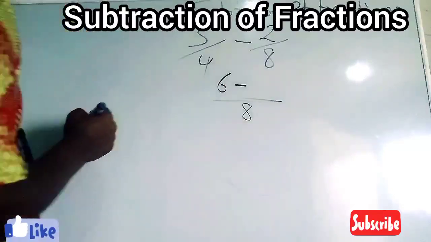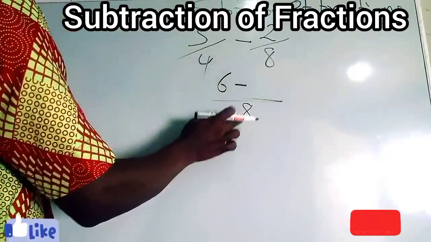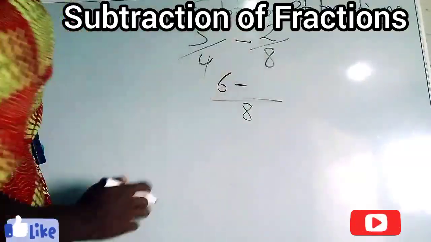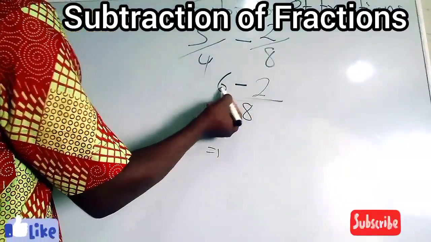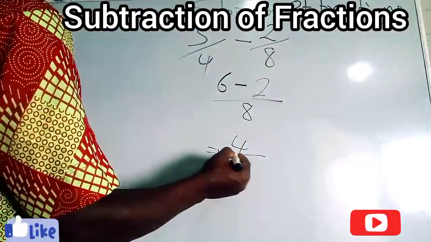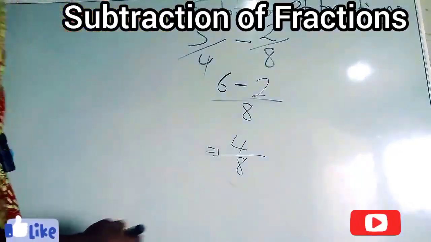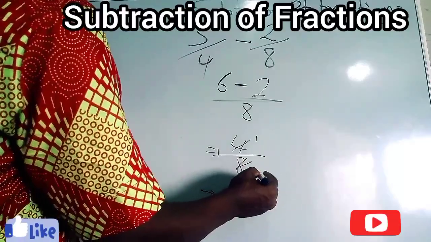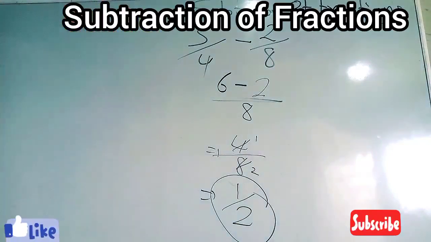You bring your subtraction sign instead of addition. This time you're bringing the subtraction sign. Then how many times can 8 go into 8? 8 will go into 8 one time, and use that one to multiply the 2. So you have 2 here. Now you come down. 6 minus 2 will give us 4. You bring your 8 down. Okay. Now you ask yourself, is there a number that can divide this and can divide this? Definitely. 4 can go into this 1 time and into this 2 times. So you will have 1 over 2 as your final answer.